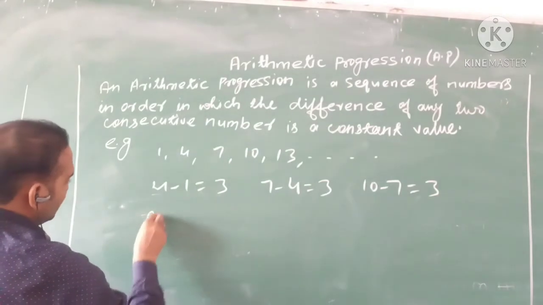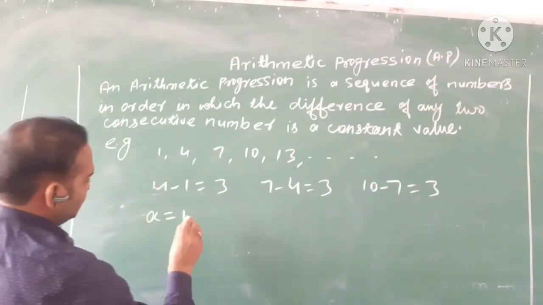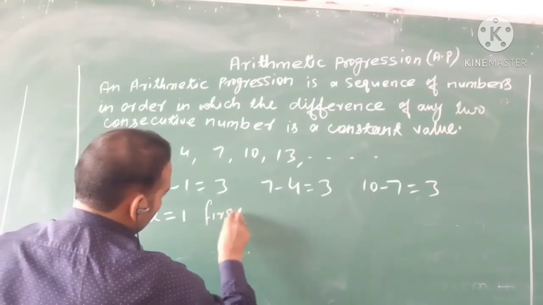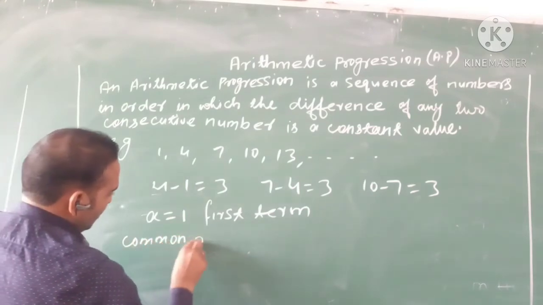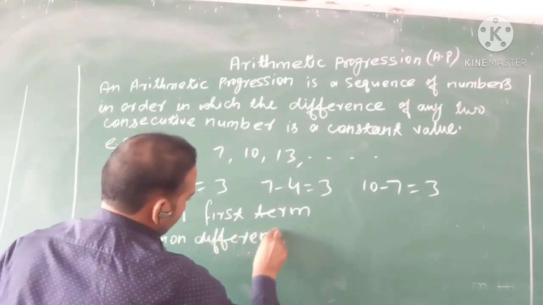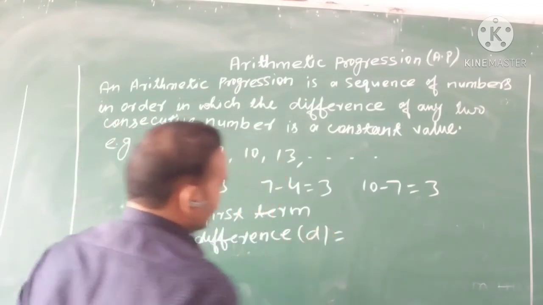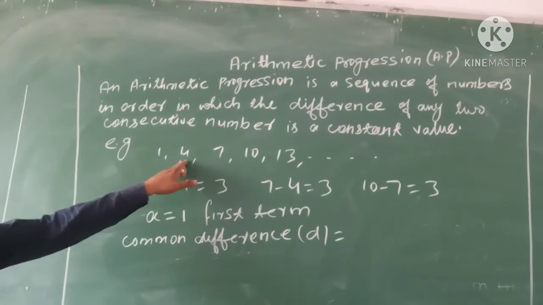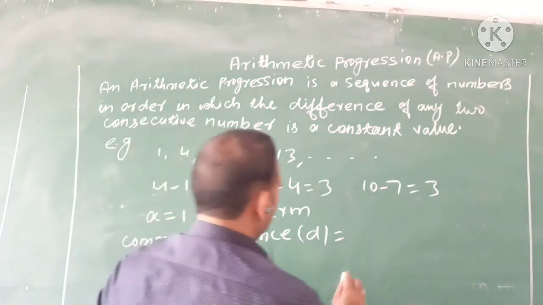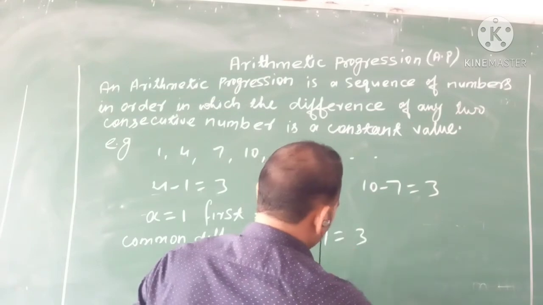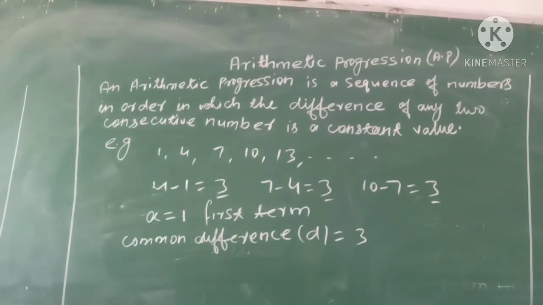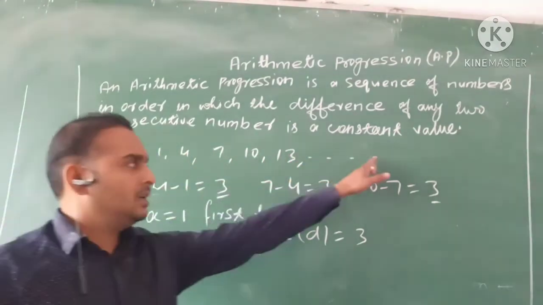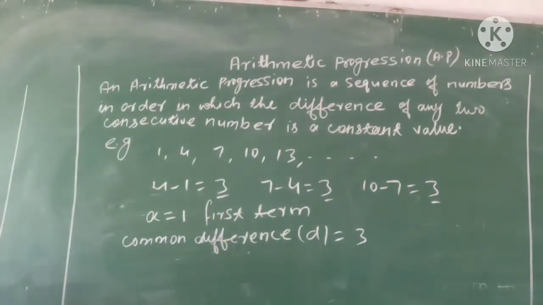Here in this AP, the first term is 1, that is the first term A. The common difference D is the difference between any two consecutive numbers, that is 3. And here the number of terms and the last term are not given.